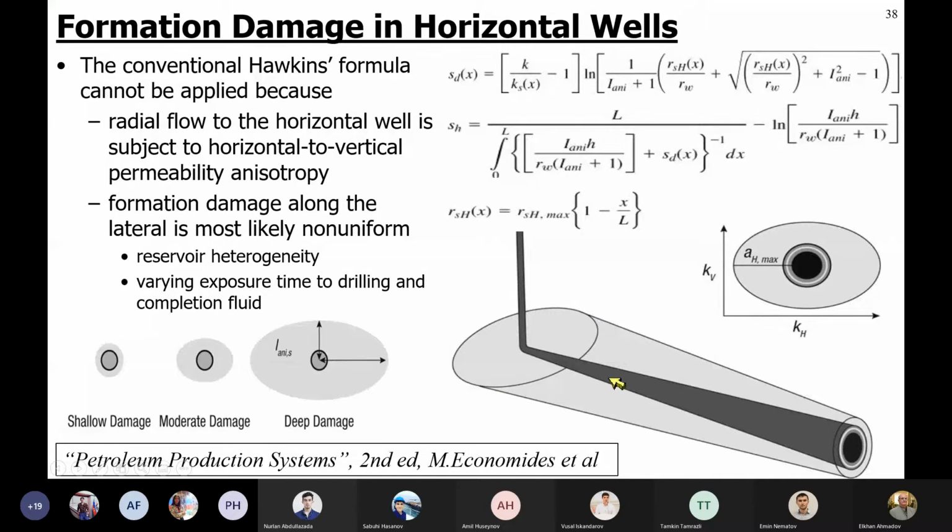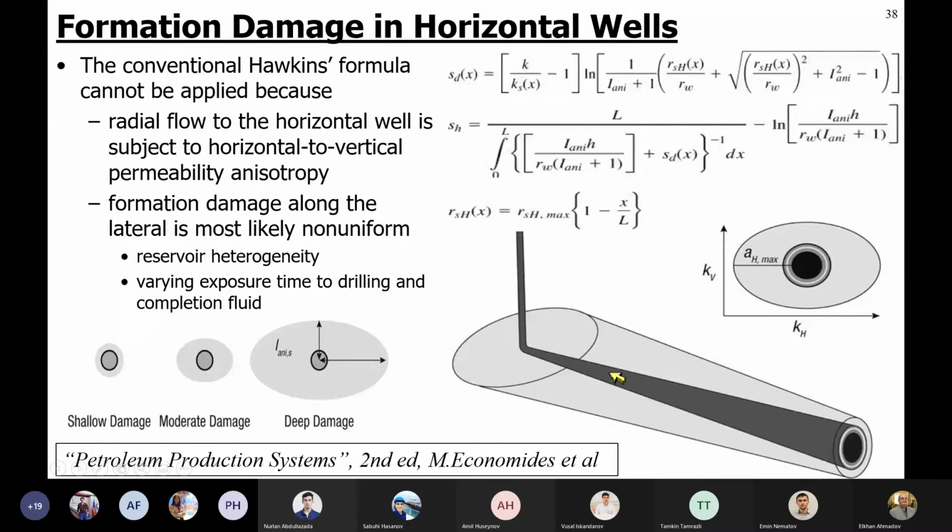There is also the effect of lateral heterogeneity, so the profile of the formation damaged zone might be completely different. Therefore the conventional Hawkins formula may not be applied in this zone, also because of the anisotropy, when we have a great effect of the vertical and horizontal permeability ratio.